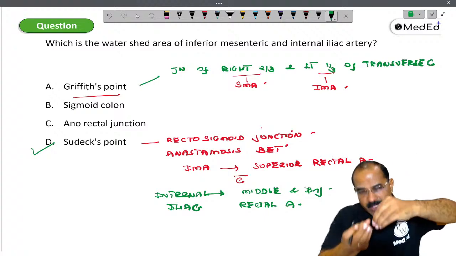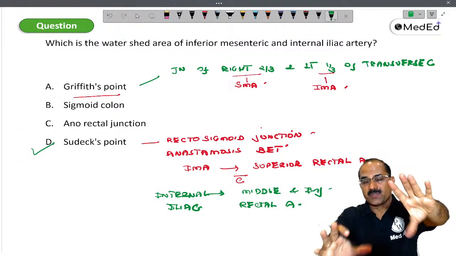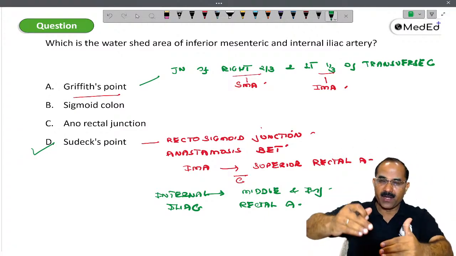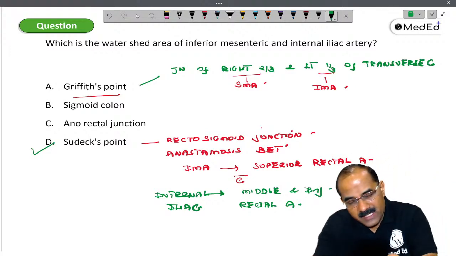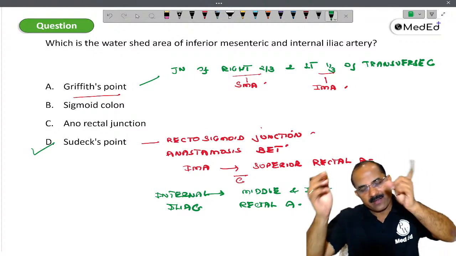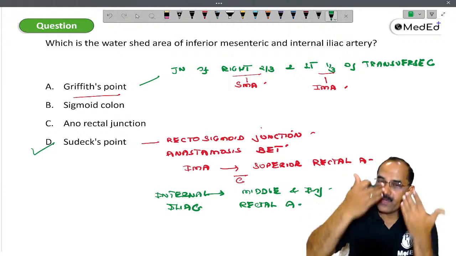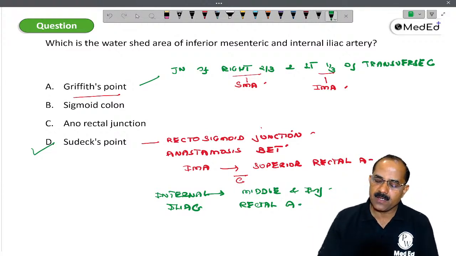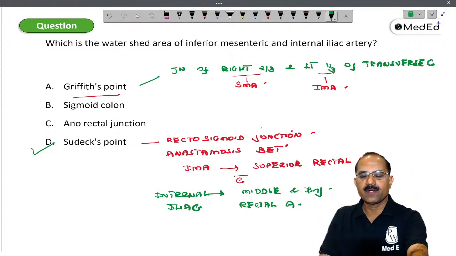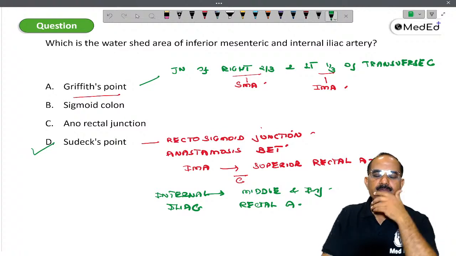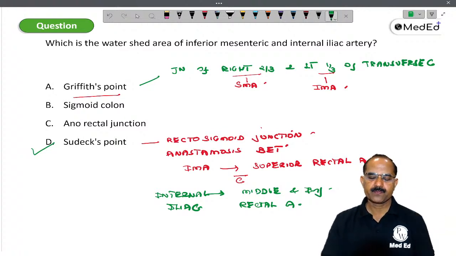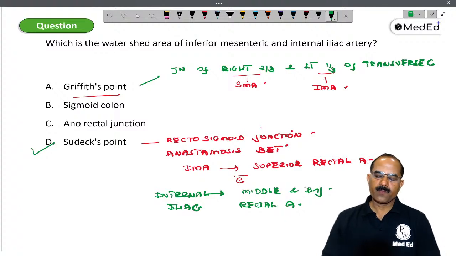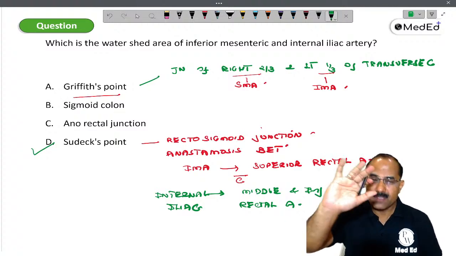There's an anastomosis between 2 main arteries. Main arteries कौन है? Inferior mesenteric artery and internal iliac artery. So which branch of inferior mesenteric artery बच्चों? That is superior rectal artery. And which branch of internal iliac artery? That's the middle and inferior rectal artery. Clear है बच्चों? Is this clear? समझ में आया ये?